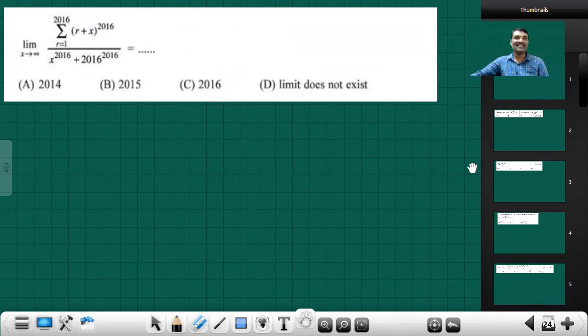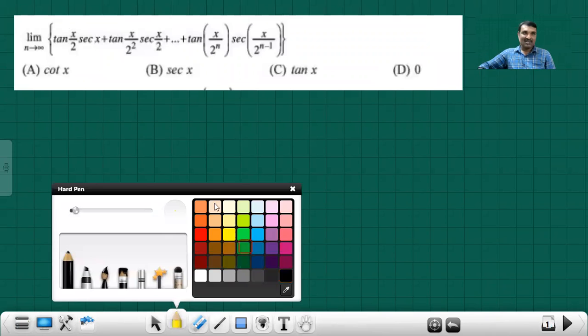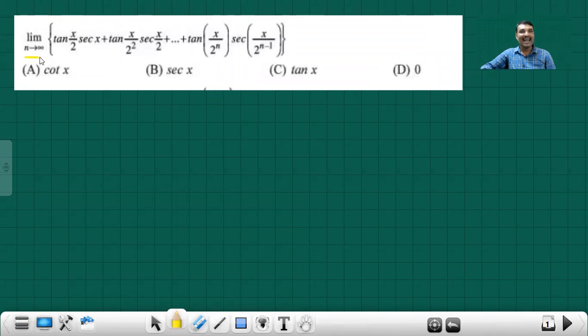So our first question is a very simple question. That is, limit n tends to infinity of tan x by 2 sec x. Here there is an order. First is tan x by 2 sec x, and the second term is tan x by 2 square sec x by 2. This goes on until the last term, tan x by 2 raised to n, sec x by 2 raised to n. And options are given.